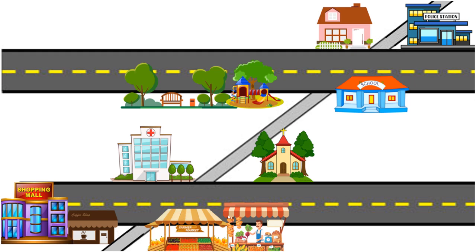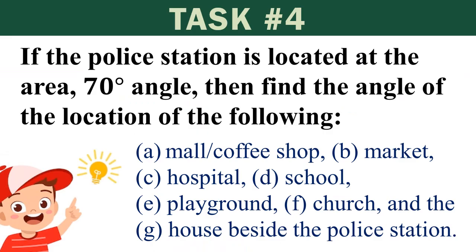Okay, one more example application. What about if we do have this illustration? So familiarize the location of every building or infrastructure in the given illustration. We can see shopping mall, coffee shop, market, hospital, church, playground, school, police station, and a house. Now, if the police station is located at the area 70-degree angle, then find the angle of the location of the following infrastructures or buildings.